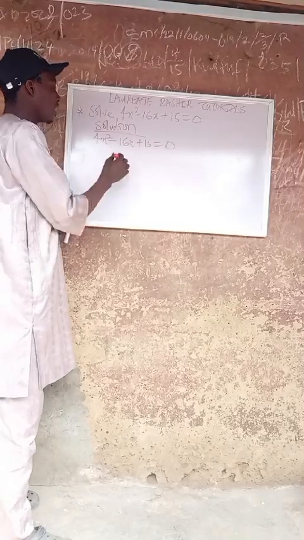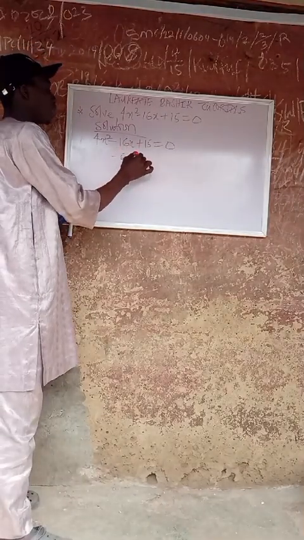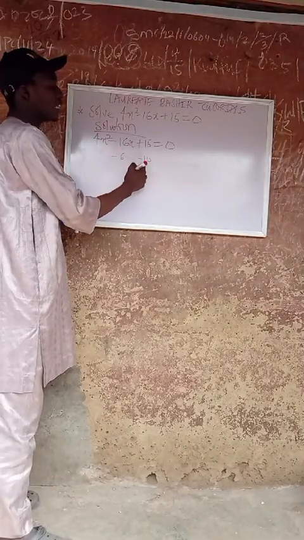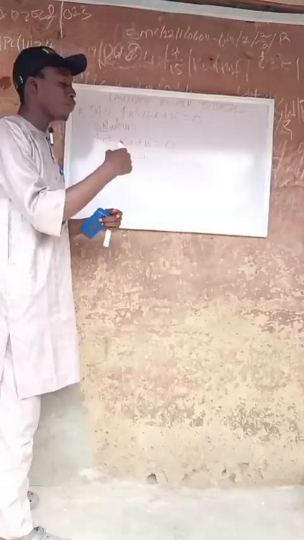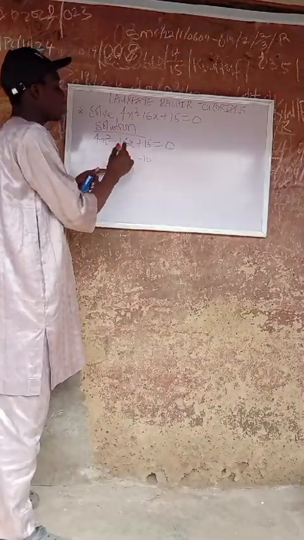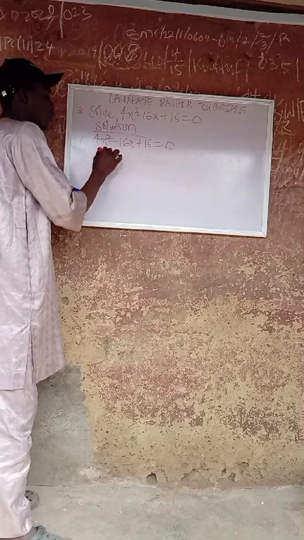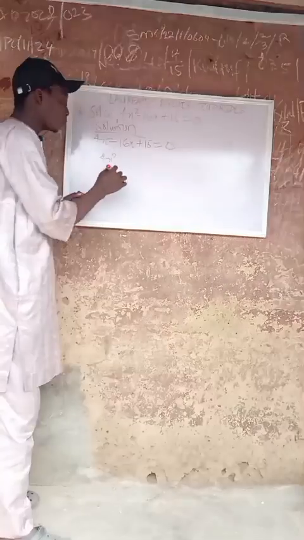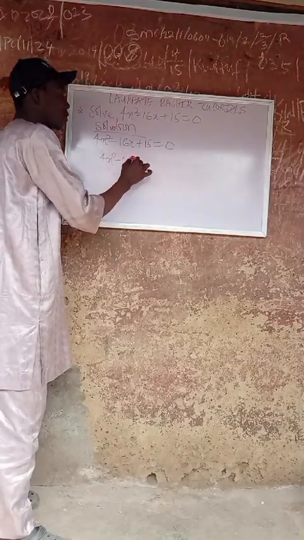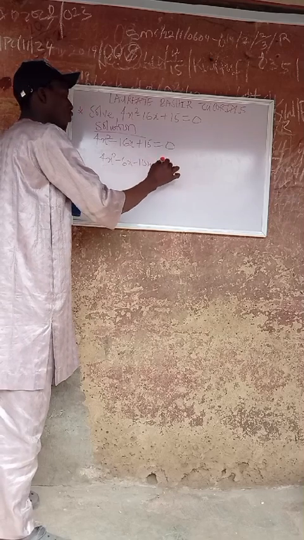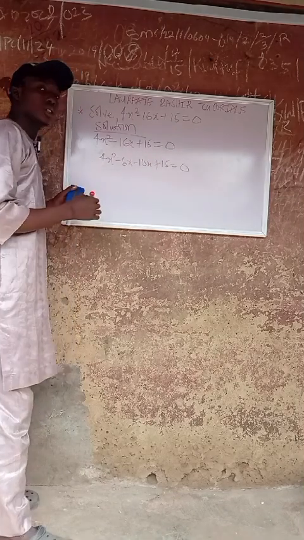So it depends on how fast you think. The two numbers are minus 6 and minus 10. Minus 6 times minus 10, you have plus 60. And minus 6 minus 10, you have minus 16. So the two numbers are these. So in place of the middle term, you replace it. You have 4x squared minus 6x minus 10x plus 15 equals to 0.